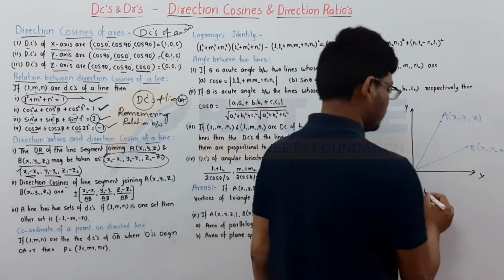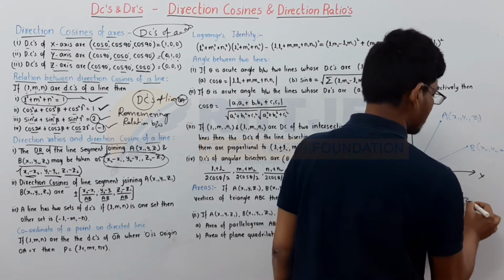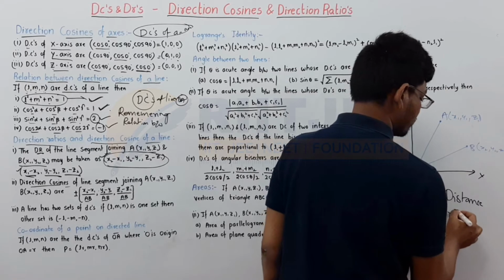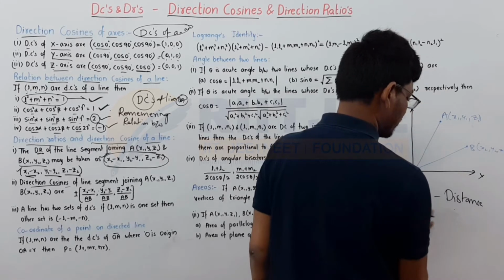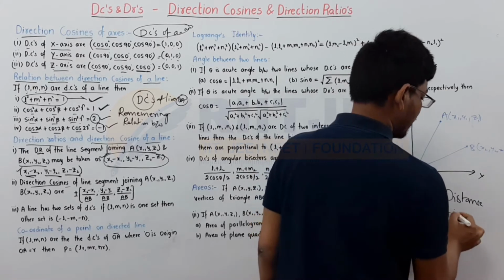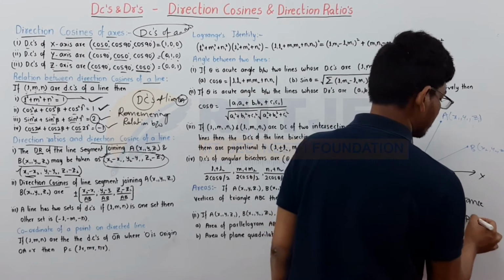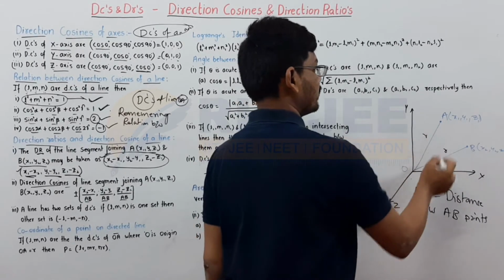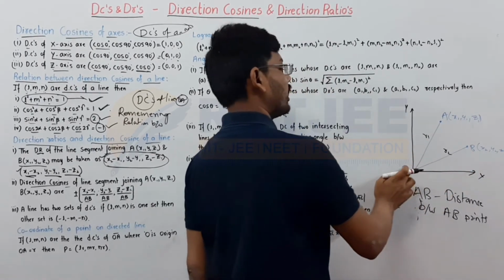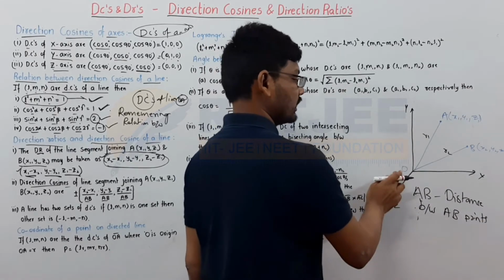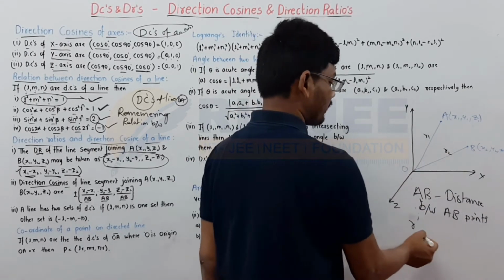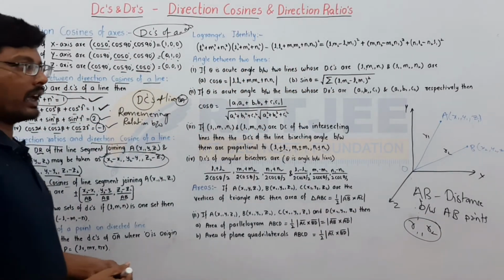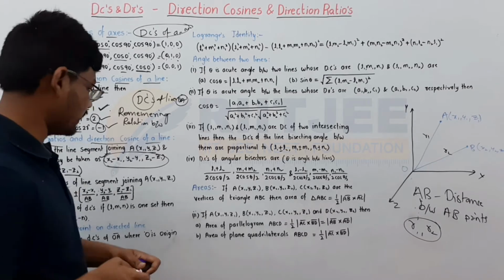AB is nothing but the distance between points A and B here. Here R is nothing but the distance from the origin, R1 and R2: the distance between the origin and point A, and the distance between the origin and point B. The distances from the origin to the two points OA and OB are R1 and R2.